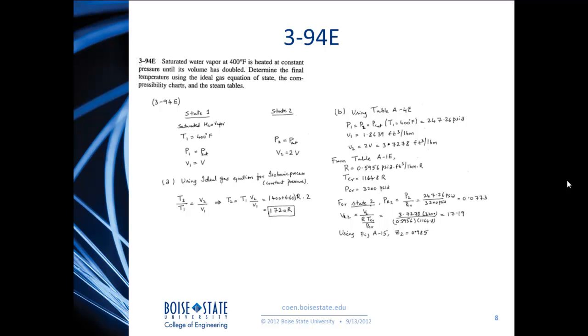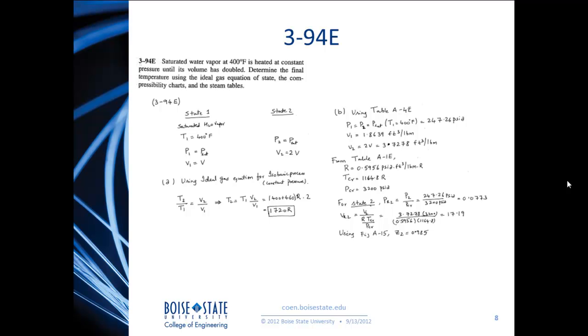And in part B, we have to use the compressibility charts. So we have to now deviate from the ideal gas behavior. So first let's try to find P1, which will be equal to P2, which will be Psat at that temperature, which is 400 F. And we can determine this from table A4E.